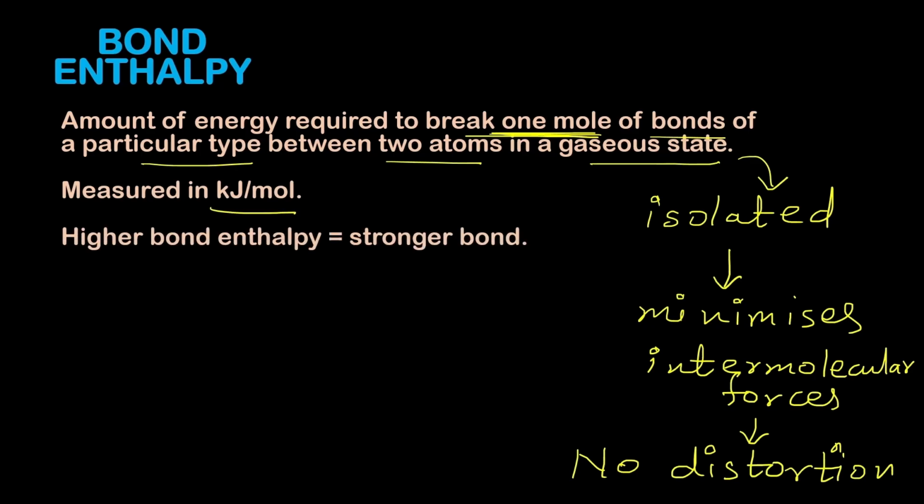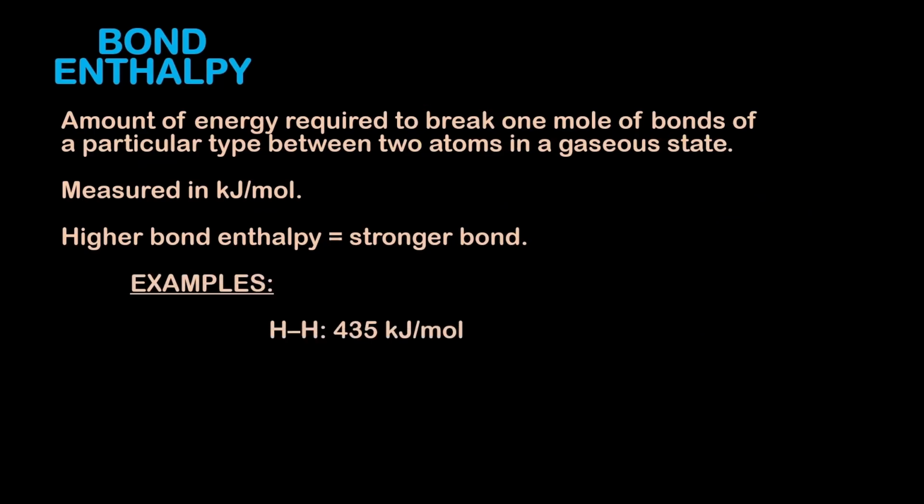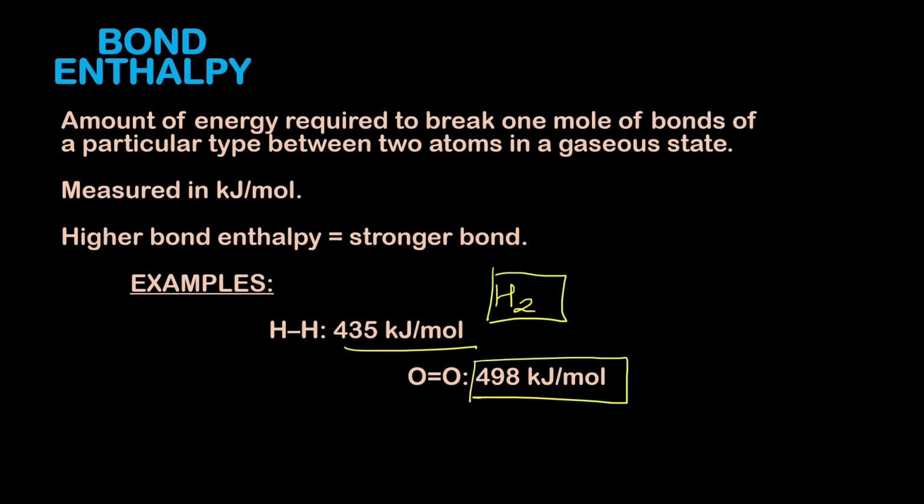A higher bond enthalpy always suggests a stronger bond. The more energy required to break the bond, the more powerful or stronger the bond. Well, in that case, the examples are as follows. We have the hydrogen molecule, which requires 435 kilojoules per mole of energy, the oxygen molecule shows 498 kilojoules per mole of energy, and the nitrogen molecule shows 941 kilojoules per mole of energy.